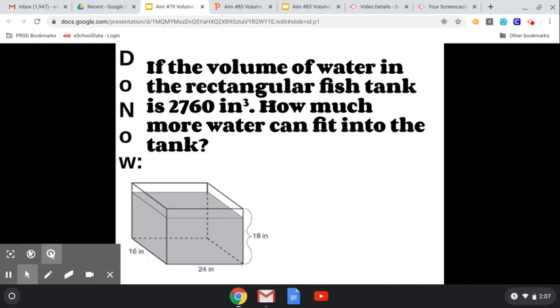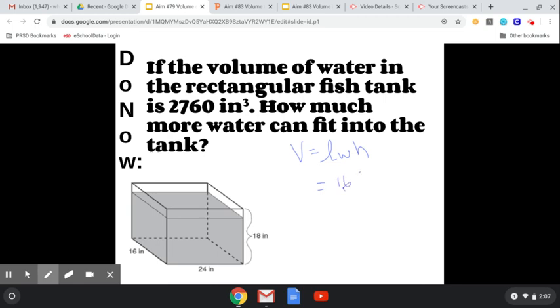Okay, so based on the fact that the tank is obviously bigger than the amount of water that's in there, I know that I'm first going to find the volume of the tank and then figure out how much is that volume compared to the volume of water that's in there. So volume equals length times width times height. Again, what you call the length and the width and the height really doesn't matter. I'm going to call the length 16, the width 24, and the height 18.